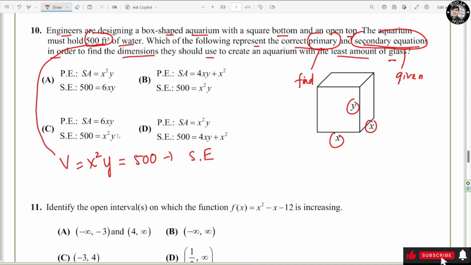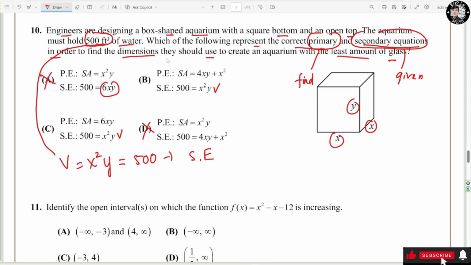This one could be right. This one is wrong, because 500 equals this one, so this one is wrong. This one could be right. This one is wrong because this is set as y, so wrong. Only C and B remain. Now we check the primary equation.